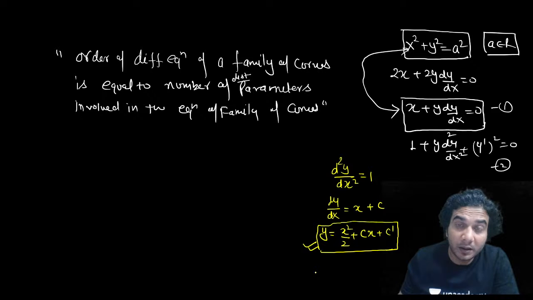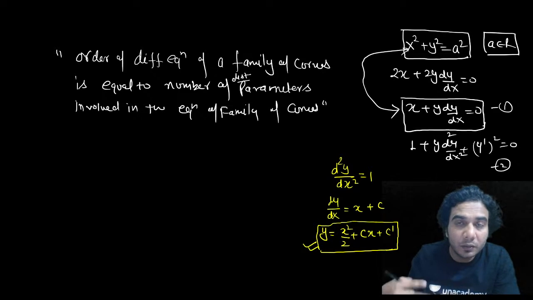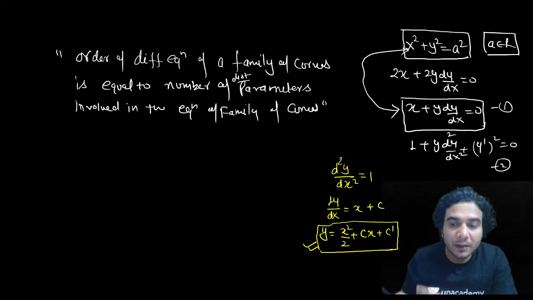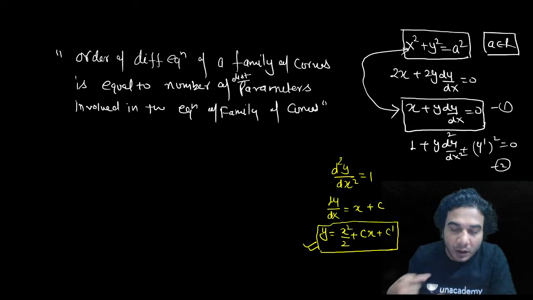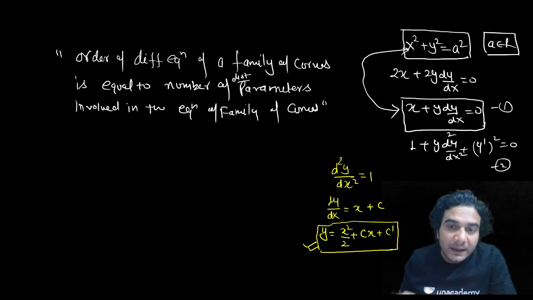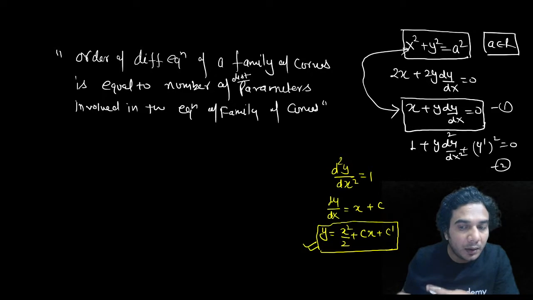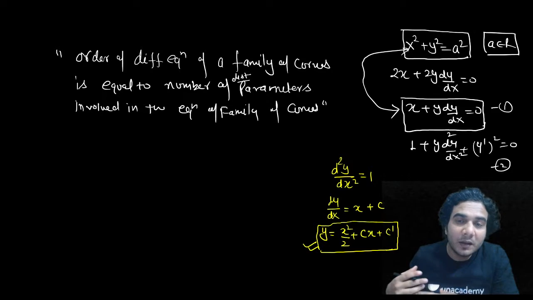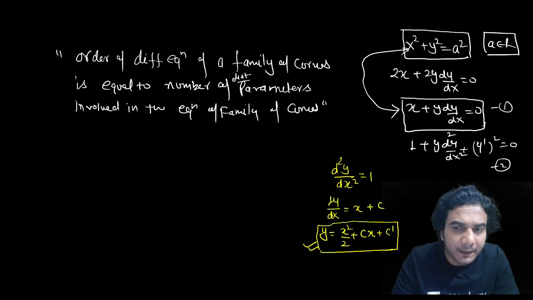Similarly, if you have a third order differential equation and you start solving it to get the family of curves, then the family of curves you get will have three parameters in its equation. So if the family of curves has three parameters, that means you need to differentiate it thrice. That means its order, its differential equation will be of third order. Okay. So I hope you are understanding it.